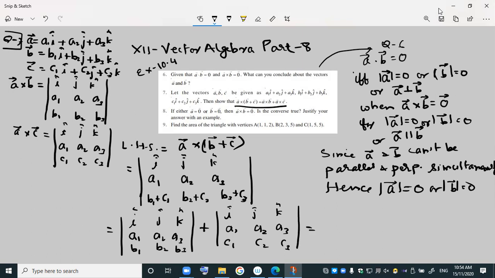So this is equation number 1. A cross B is this one first and this is second. So you can see that the determinant with A1, A2, A3, B1, B2, B3 can be written as A cross B. So this is replaced by A cross B and the second determinant is the value of A cross C. So hence proved.